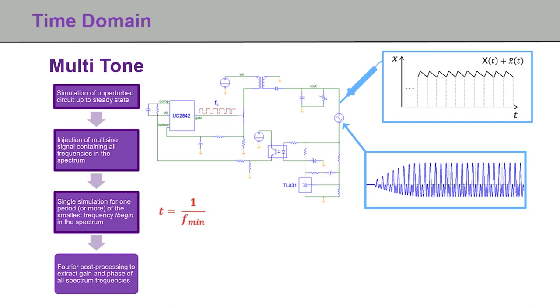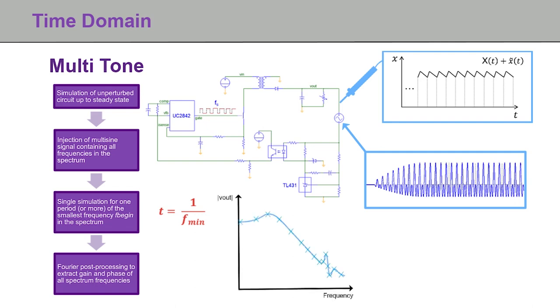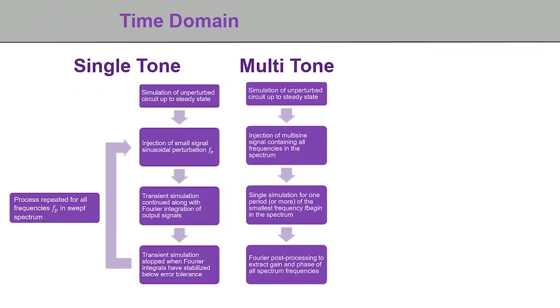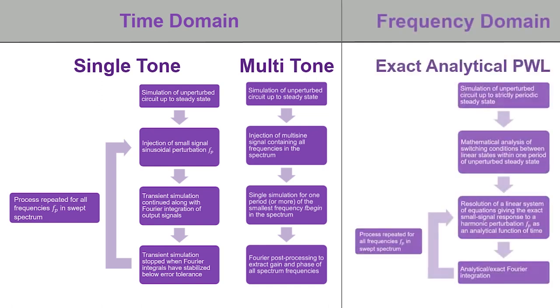Note that more than one period can be simulated to average out the results and filter out numerical noise coming from the transient analysis itself. After that, a Fourier integration of output signals of interest is carried out to extract the gain and phase of all spectrum frequencies.